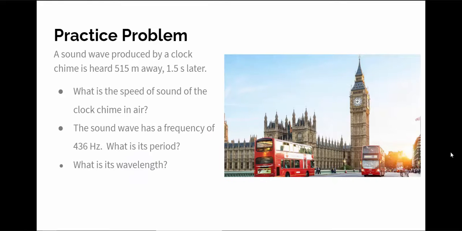Well, here's a question. I'll give you all a second to try this. A sound wave is produced by a clock chime heard 515 meters away, 1.5 seconds later. What is the speed of the sound of the clock chime's air? The sound wave has this frequency, what's its period, and what's its wavelength. So I'll give you a second.